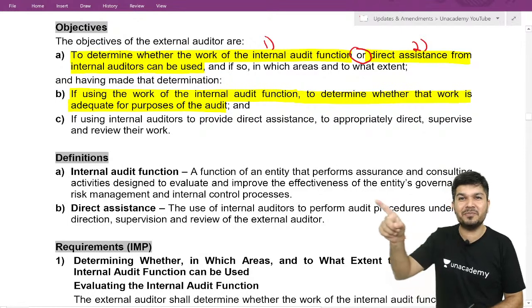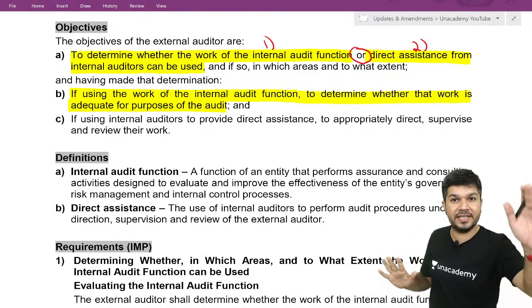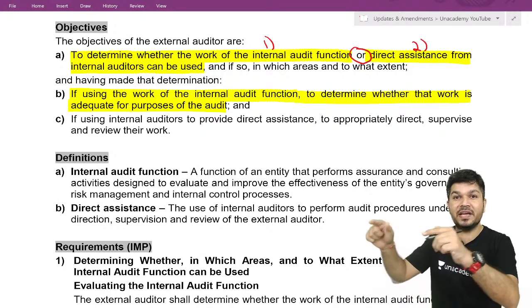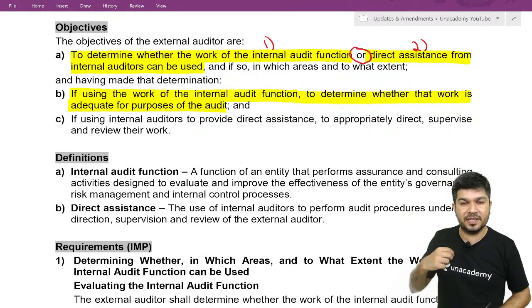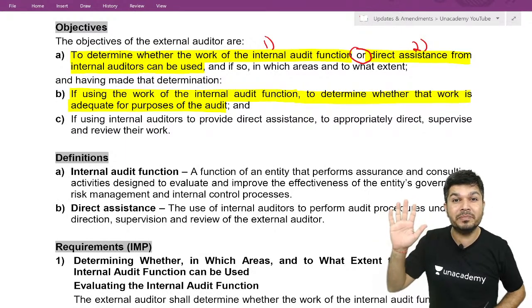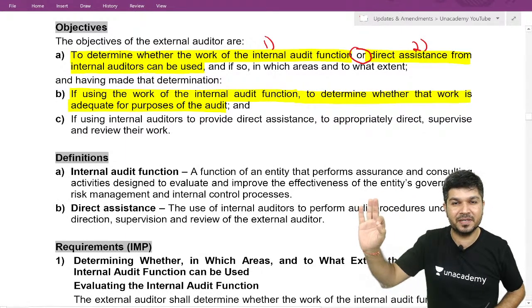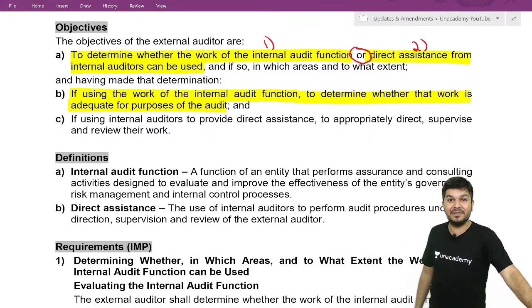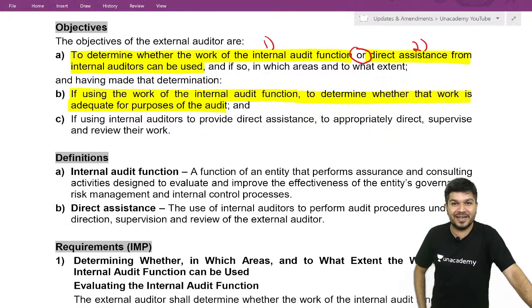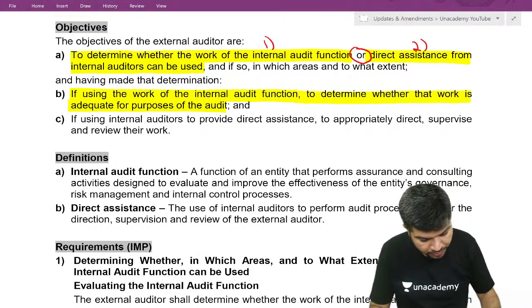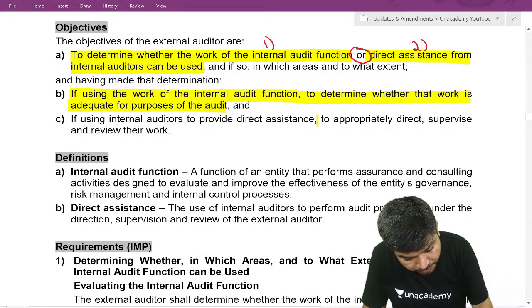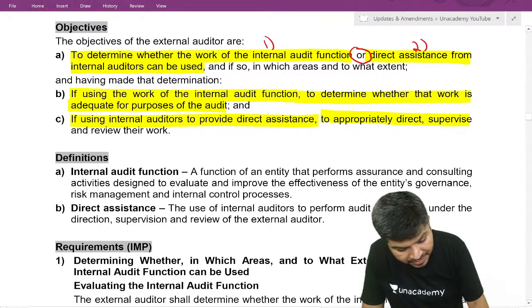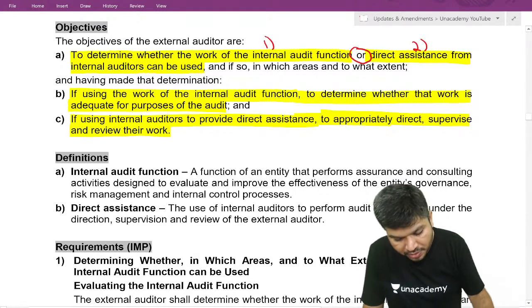And now, if I'm using them to provide direct assistance, they've checked 10 areas for management. I want them to check the 11th area for me. Now question, if they are working on the 11th area for me, can I say they are working as my assistant? Do I need to direct, supervise, review their work? Yes, that also needs to be done. So check over here. If using internal auditors to provide direct assistance, we need to appropriately direct, supervise, review their work.